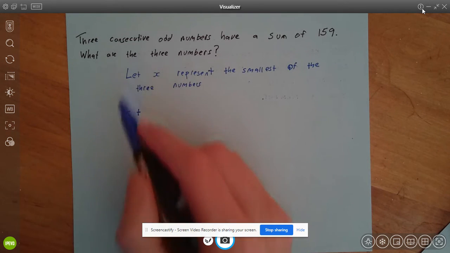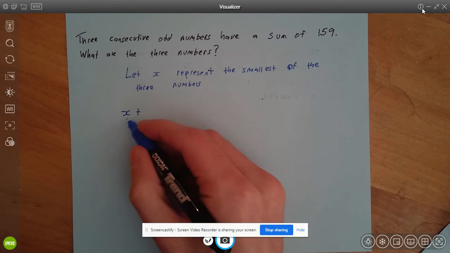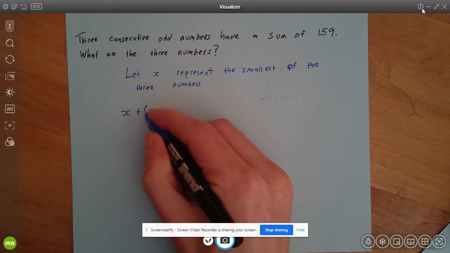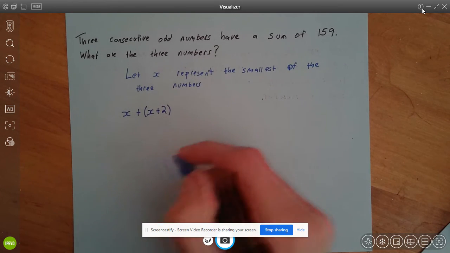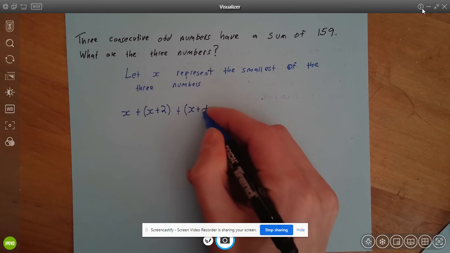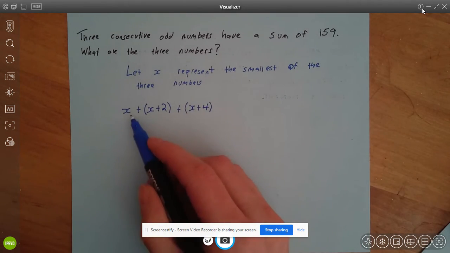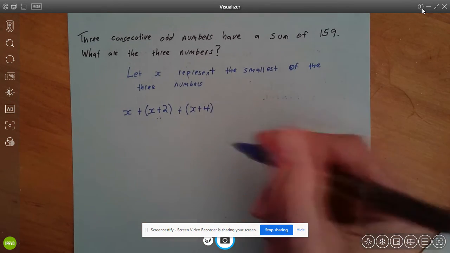So consecutive means in a row, and odd numbers are always 2 apart. Think of 3, 5, 7, 9. So if x is my smallest number, my next number would be x plus 2. It's got to be 2 bigger. And then the next one would have to be x plus 4. So just think about it. If x was 11, then my next number would be 11 plus 2, 13, and the next would be 15.